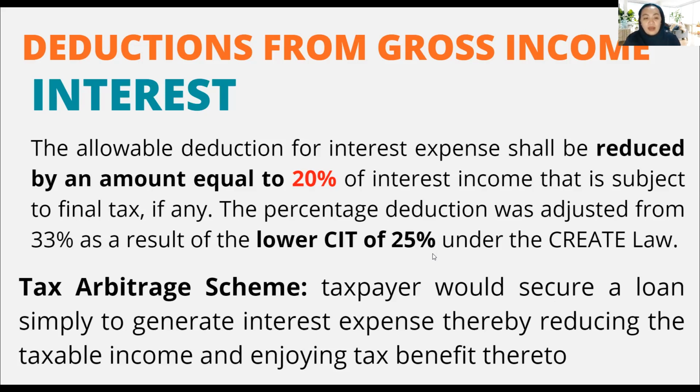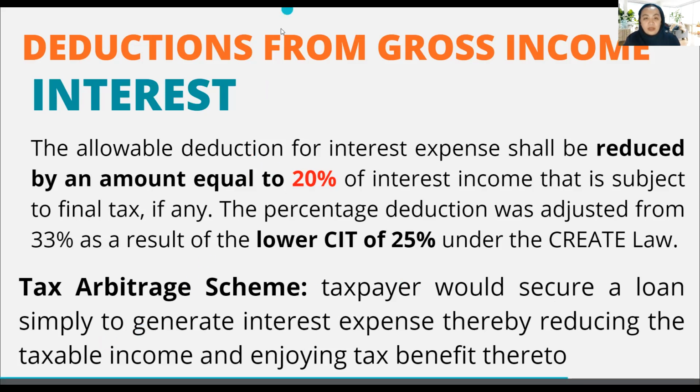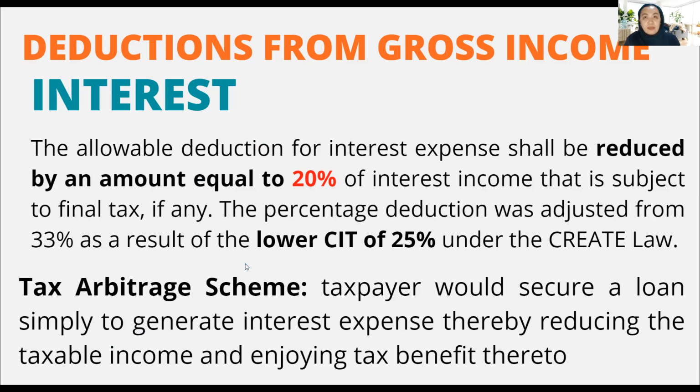So this is why the BIR saw this, the framers of the law saw this as a benefit to the taxpayer, as a form of tax avoidance. That's why any interest expense they incurred will be further reduced by the interest income subject to final tax. Kasi ang net effect nun, hindi na siya net benefit, net loss na sa'yo, because the savings that you will be earning from the interest expense will be lower than the 20% final tax that you will be paying for your interest income. So I hope I clarified on that matter. So this is the tax arbitrage scheme.